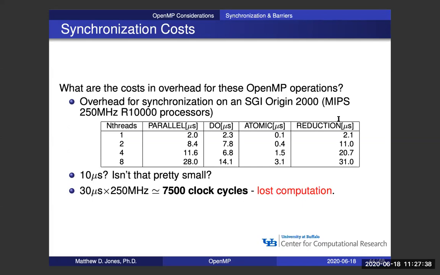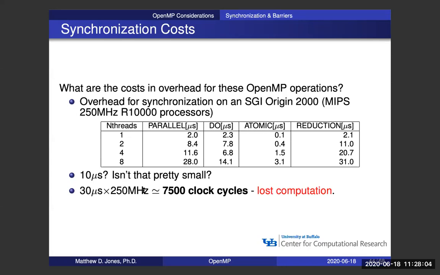Let's just look at the reduction operation, which tends to be the most expensive. As we go from 1 to 8 threads, we go from 2 microseconds to 30 microseconds. That doesn't sound like an awfully long time until you convert it into the number of clock cycles that you're actually wasting. But again, this is overhead. You're probably not doing anything else while this is happening. So you're talking about 7,500 or so clock cycles in lost computation.